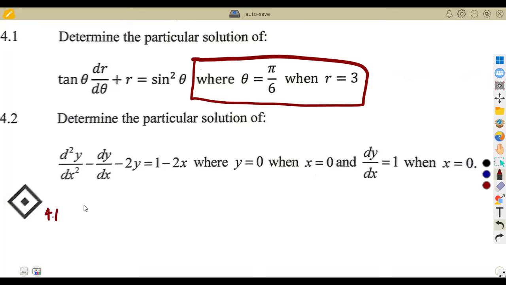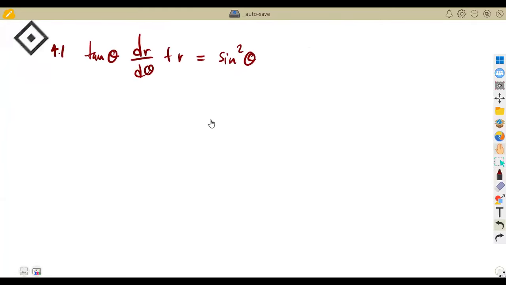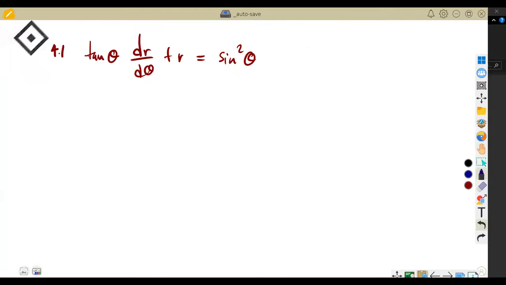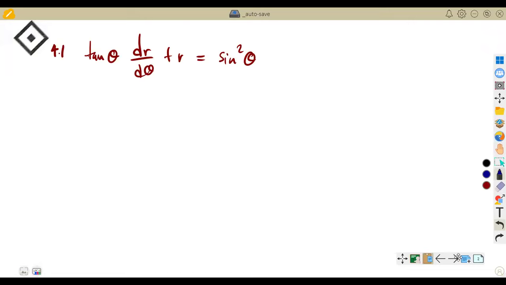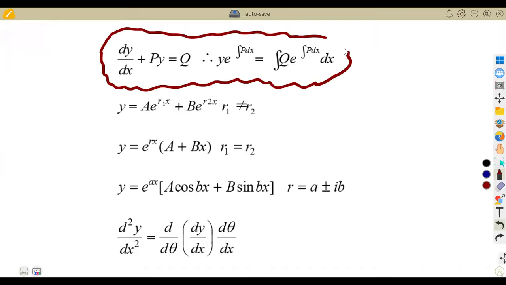So 4.1, we are given tan theta dr d theta plus r is equal to sine squared theta. We're going to take this information later on. If we were to determine the particular solution, this is a first order equation which, if it was written in terms of y and x, is given on the formula sheet. I'm going to explain this so that you also understand how it is given. This is how you're supposed to be given in terms of y and x. We are supposed to be having this.